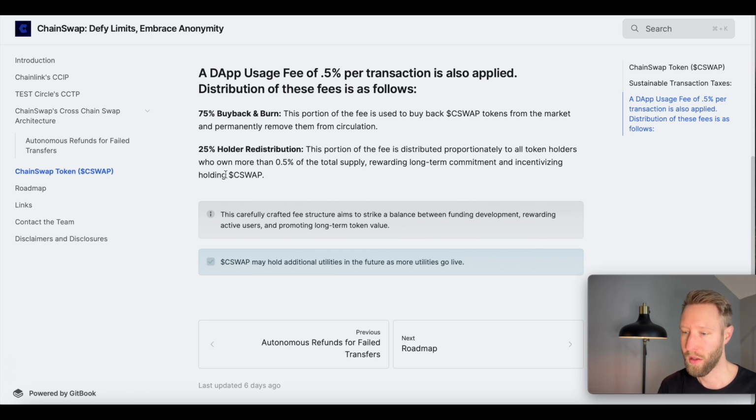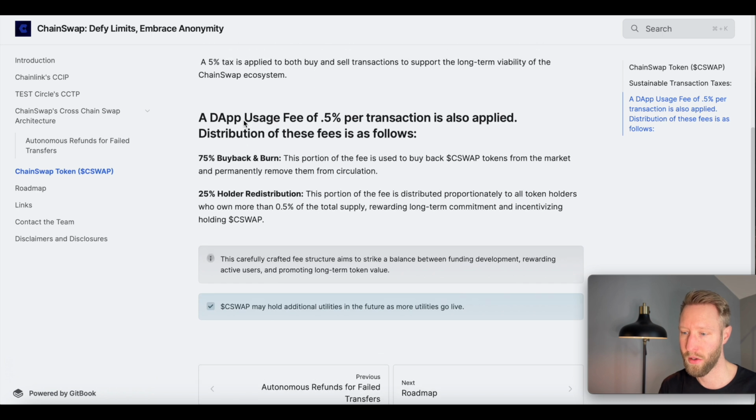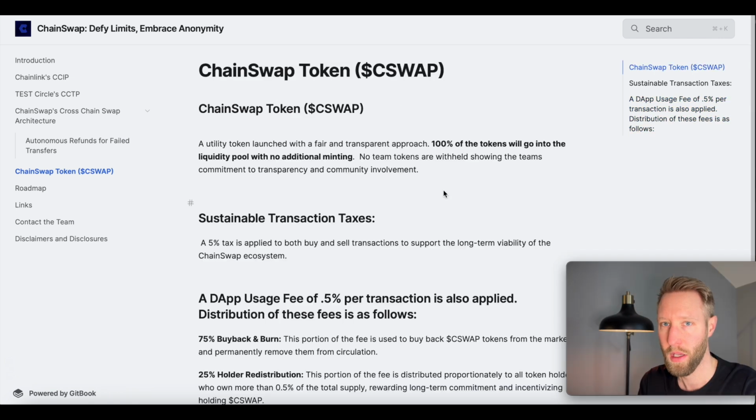And so there you can see that they are trying to keep the project very sustainable and funding development. So that's something that I think is very beneficial. They're not taking advantage. They want the project to succeed and be sustainable for the long term. And so in addition to being able to swap between blockchains, they're also focusing on privacy.